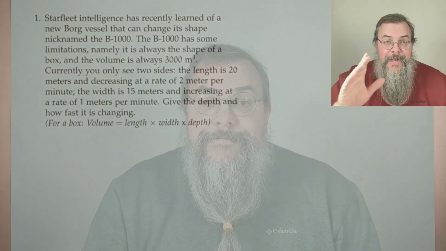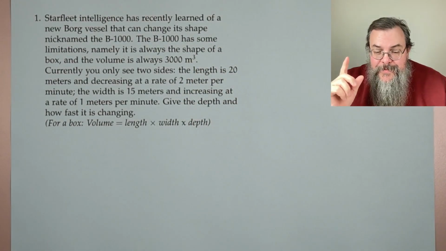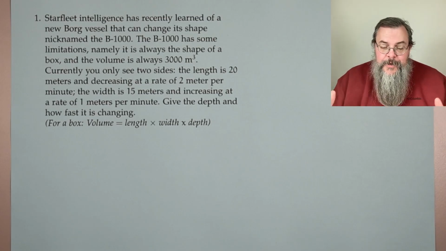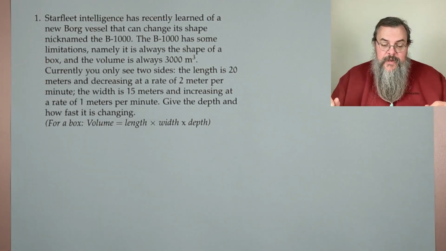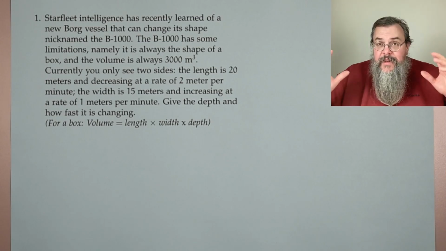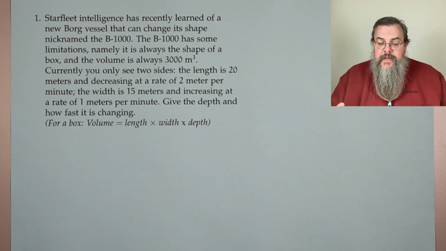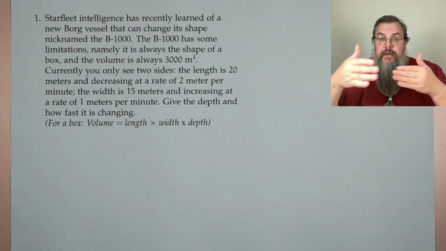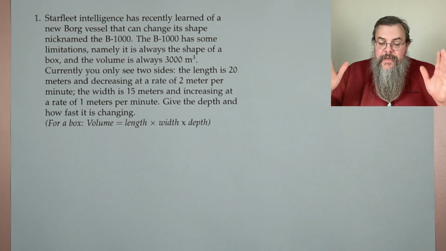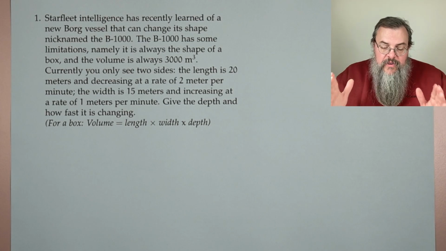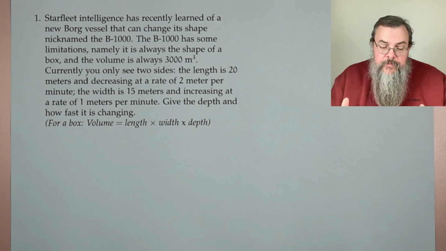All right, let's begin. Starfleet Intelligence has recently learned of a new Borg vessel that can change its shape, nicknamed the B-1000. Now, the B-1000 has some limitations, namely, it's always the shape of a box. Okay, so it's a box, all right, great. The volume is fixed, always 3,000 cubic meters.